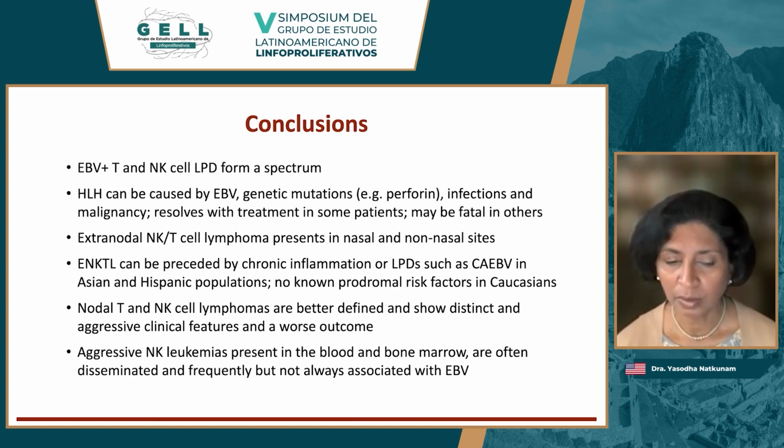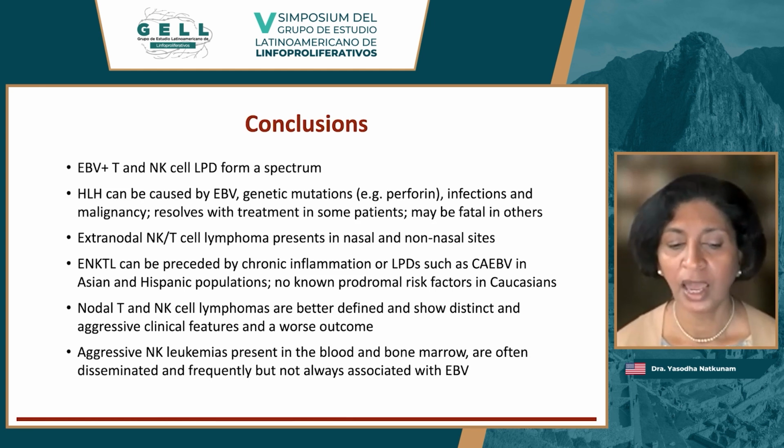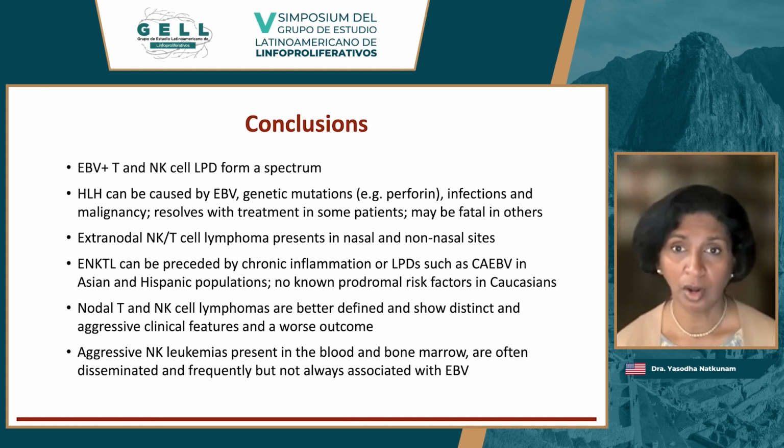Aggressive NK leukemia, which is also another malignancy that can overlap with extranodal NK T-cell lymphomas, has a blood and bone marrow presentation and is often disseminated and is frequently, but not always, associated with EBV.